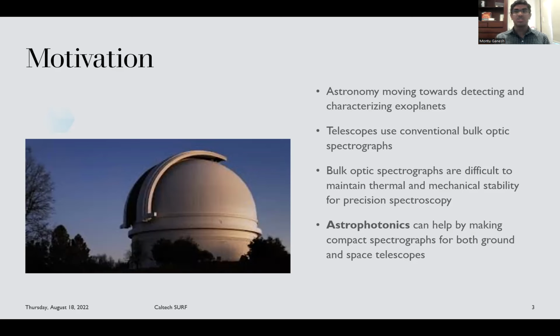Typical telescopes use conventional bulk optic spectrographs. These bulk optic spectrographs are actually proportional to the sizes of these telescopes. However, the main problem with bulk optic spectrographs is that they're difficult to maintain thermal and mechanical stability for precision spectroscopy. This is where astrophotonics comes in. Astrophotonics can help by making compact spectrographs for both ground and space telescopes. Creating compact spectrographs is very useful for space telescopes to more efficiently be able to characterize these exoplanets.